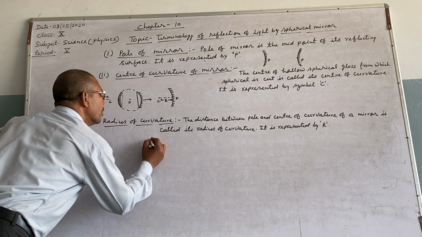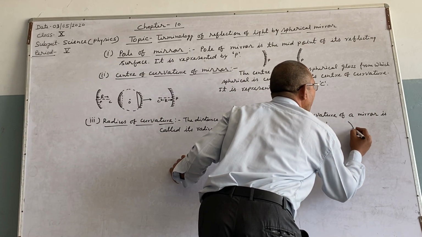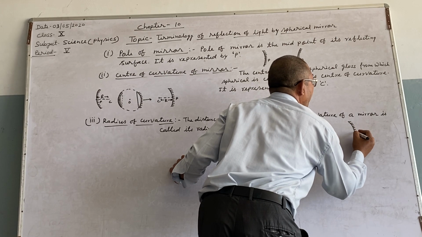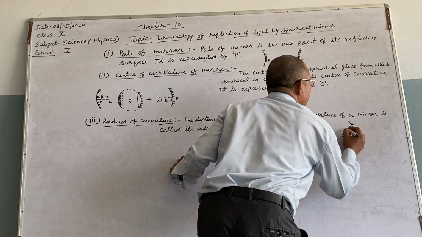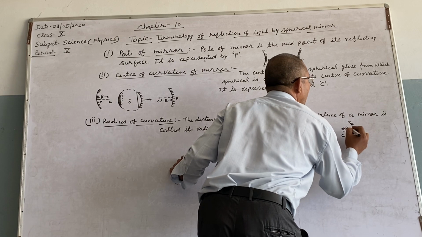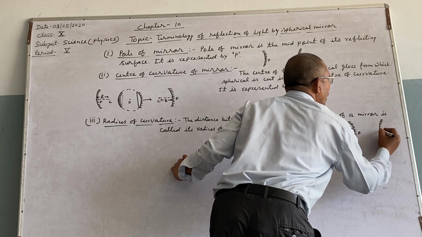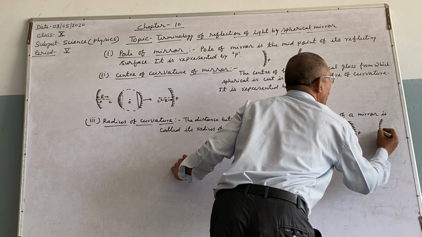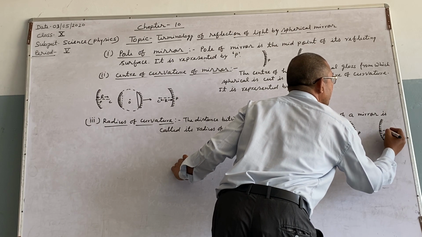Again, you can draw for practice purpose here. This is pole, this is center of curvature, and this is radius of curvature. Or in case of convex mirror, this is pole, this is center of curvature, and this is radius of curvature R.